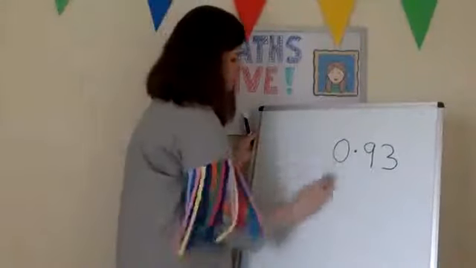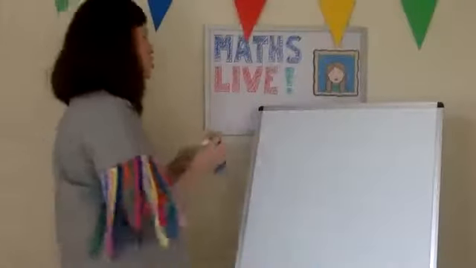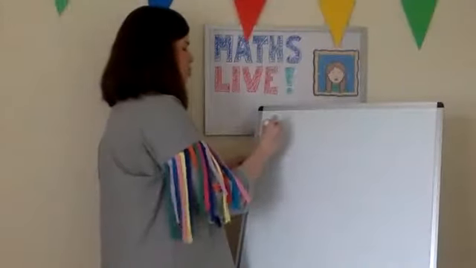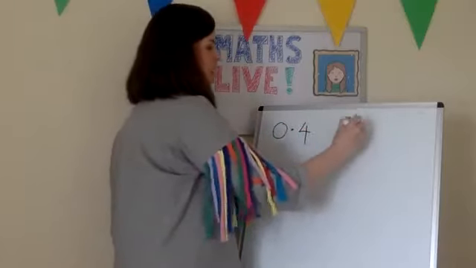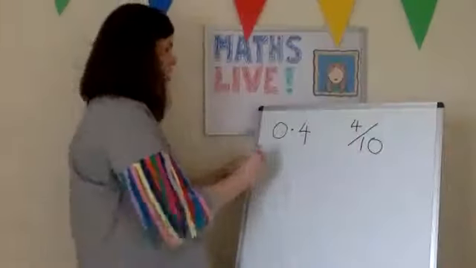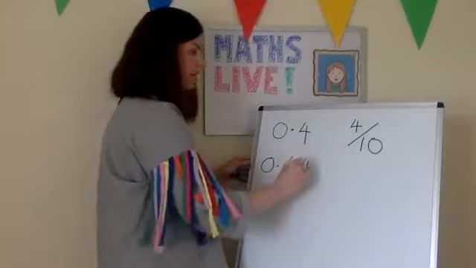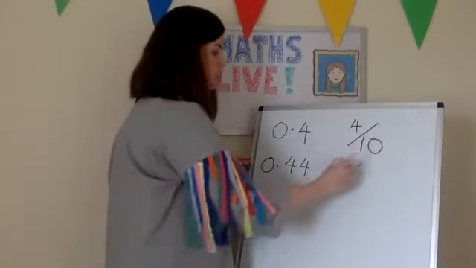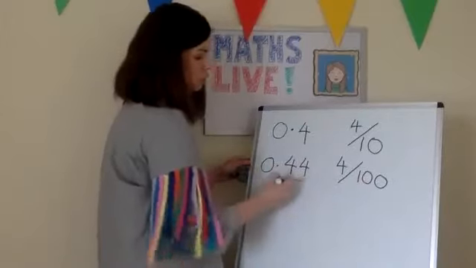So let me show you 3 examples. I'll put them all together. Say if I show you, let's say, 0.4. So that would be 4 tenths. Okay? If I showed you 0.44, that would be 4 hundredths, because we've gone over 2 columns.